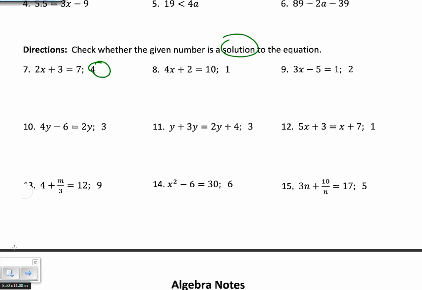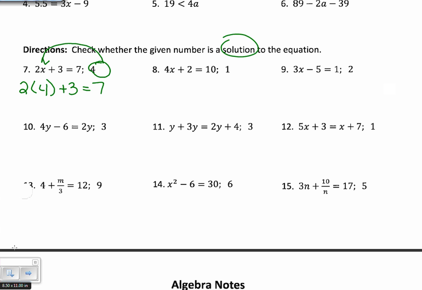What it wants me to do, just like we did before, is take that 4 and plug it in where I see an x. Anywhere that x is, I'm going to take it out and put in 4. Remember, to make it not look like 24, I'm going to put parentheses around my 4. And I keep everything else the same. All I did was take out the x and put in 4. Now I just have to simplify it.